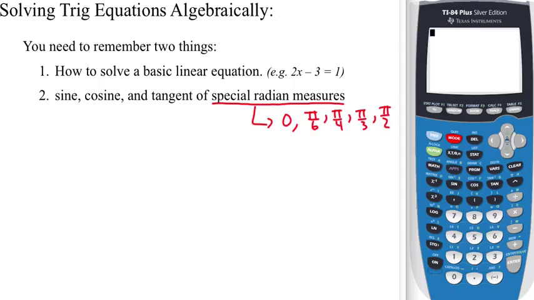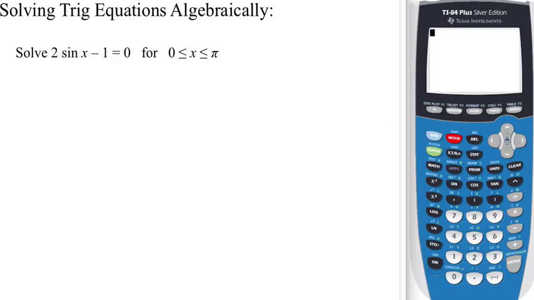All right? So here's a problem. We want to solve 2 sine x minus 1 equals 0 for 0 to pi. So the first thing, I'm not going to worry about the domain. I'm just going to solve this equation. So add 1 to both sides. Divide by 2. And here we are at sine x equals 1/2.